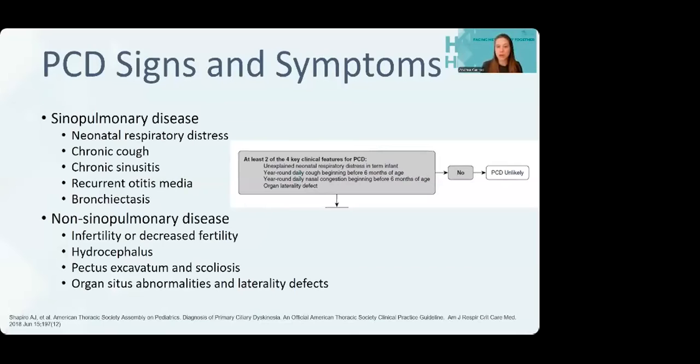When we're trying to decide who to test for PCD, the recommendation is that patients have at least 2 of the 4 of the following typical features of PCD, those being that respiratory distress, year-round daily wet cough starting before 6 months of age, year-round daily nasal congestion starting before 6 months of age, or an organ laterality defect.